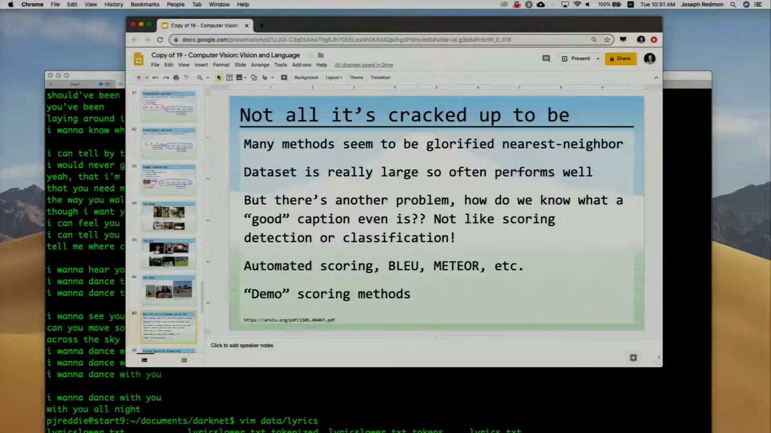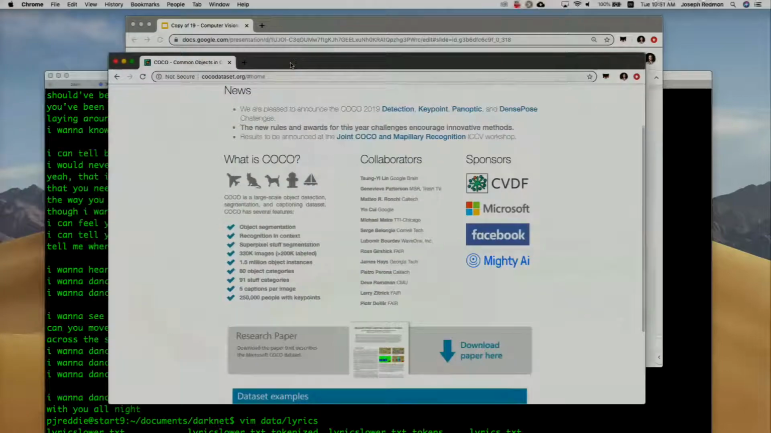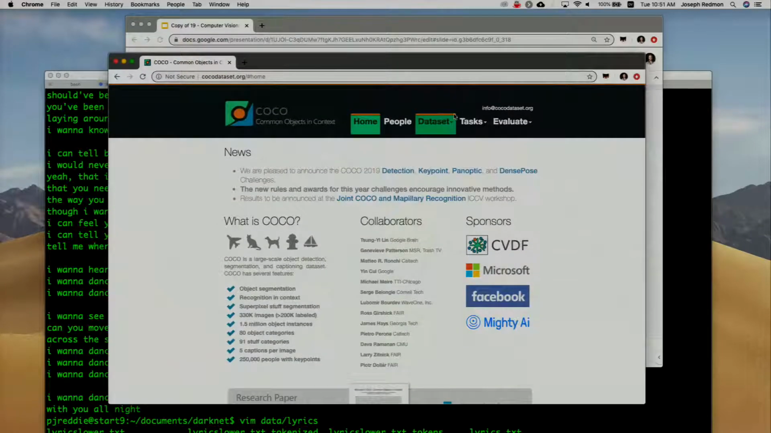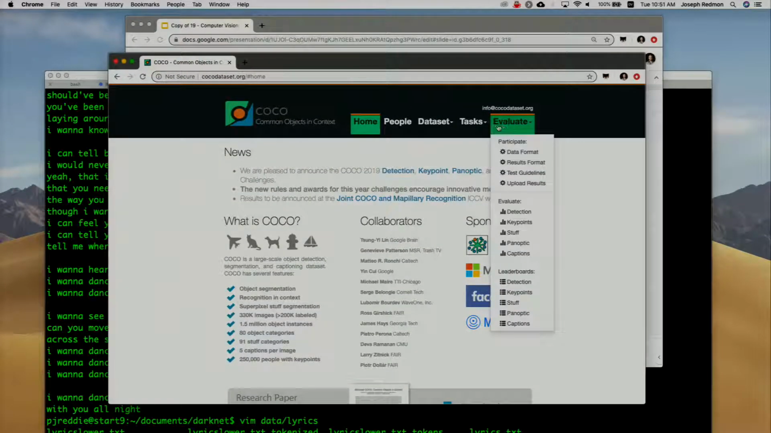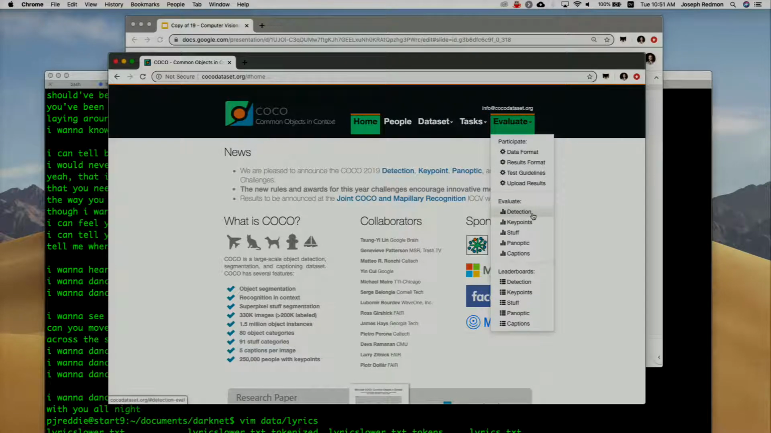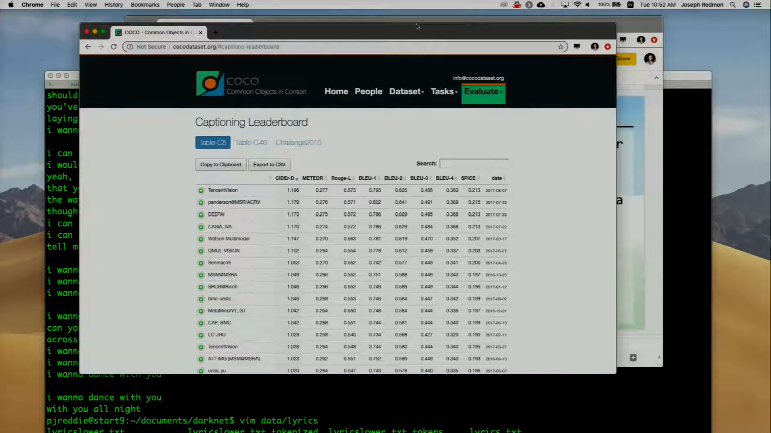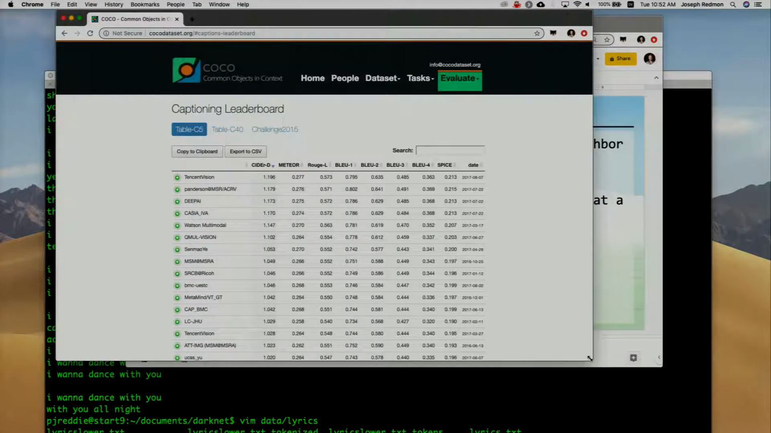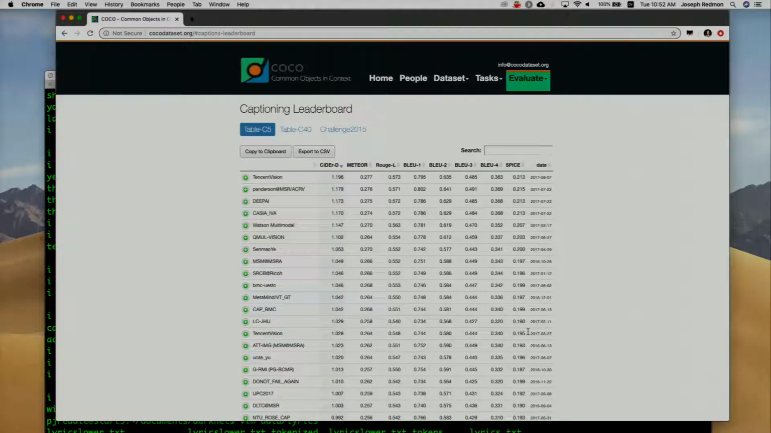So again, this isn't really like a demo, but if we go to the COCO data set, where basically all of these things unfold, and we go to the leaderboard for captioning, we can see basically how these different methods do along a variety of different scoring metrics.